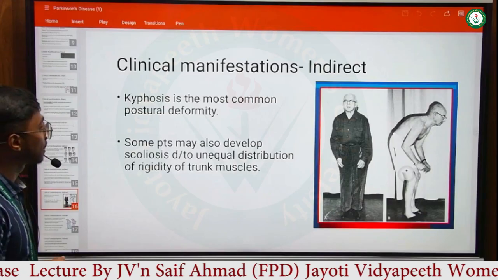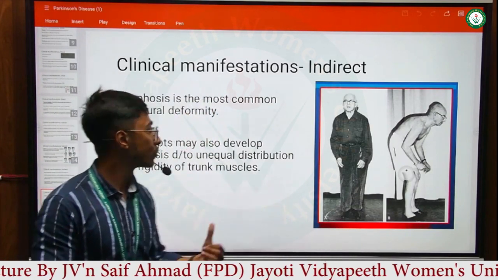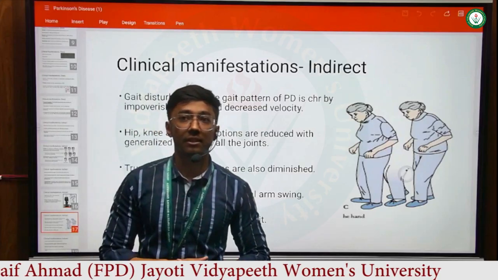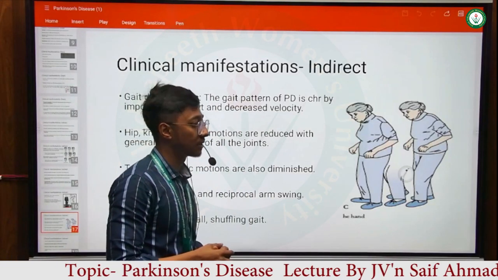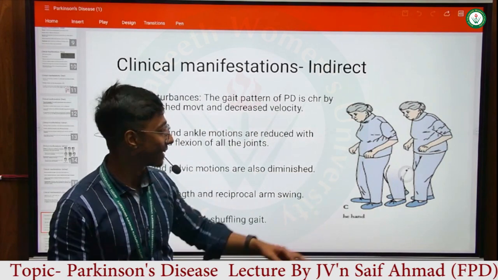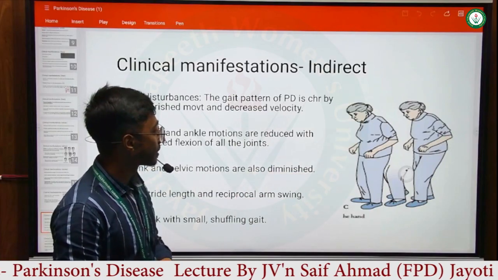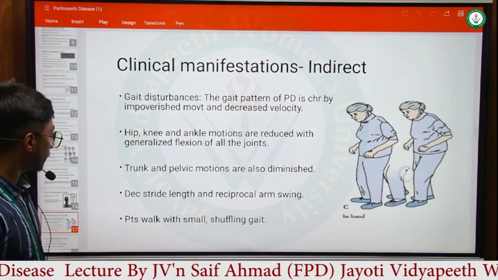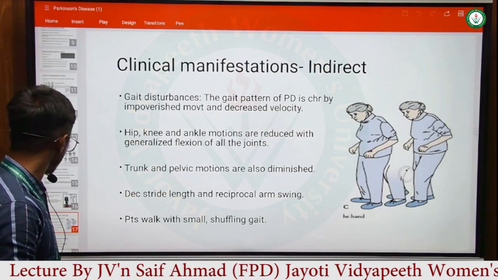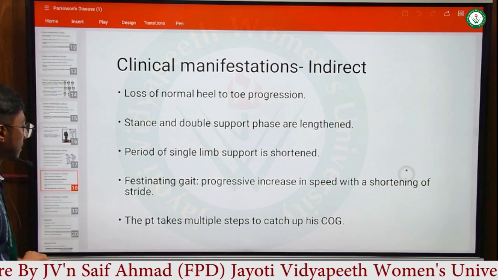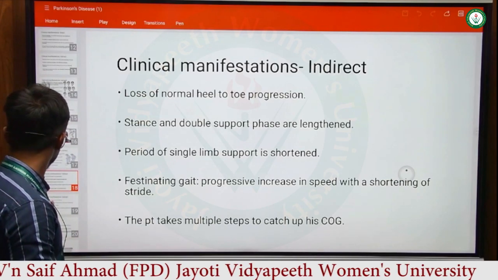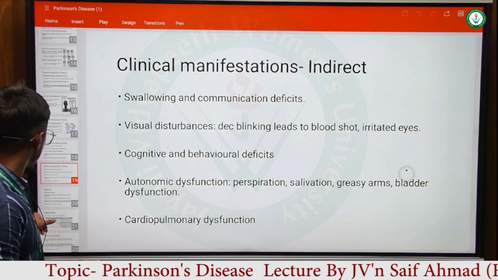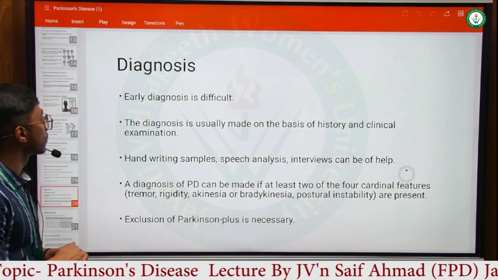Now there are some other orthopedic conditions associated with Parkinson disease, such as kyphosis, scoliosis and others. Then there is gait disturbance, which has a specific pattern. In Parkinson disease there is mostly a shuffling gait, also called festinating gait. As you can see in this picture, the patient is unable to maintain his center of gravity within the base of support, there is postural and balance instability, and trunk and pelvic motion is also diminished. Then there are other clinical features: difficulty in swallowing and communication, visual disturbance, and cognitive and behavioral deficits.